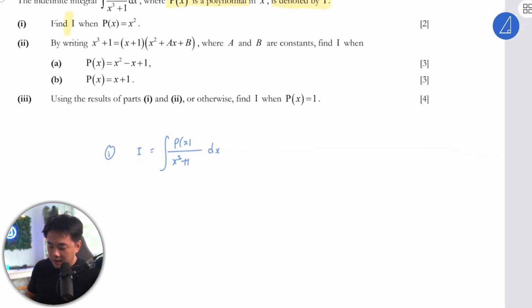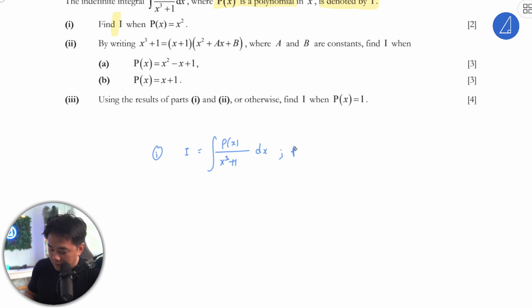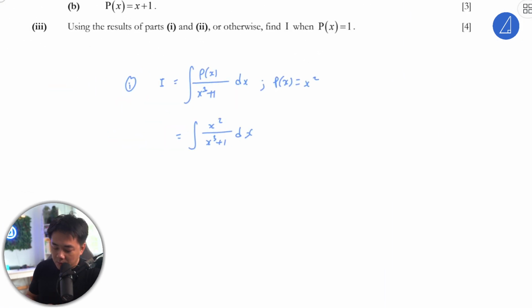In this case, if p(x) is equal to x squared, then the integral I will just be x squared over x cubed plus 1 dx. So this is pretty okay. Now we could just use the substitution method, or we can use the f prime of x over f of x method. So we just put a 1/3 in front, and this will just be ln.